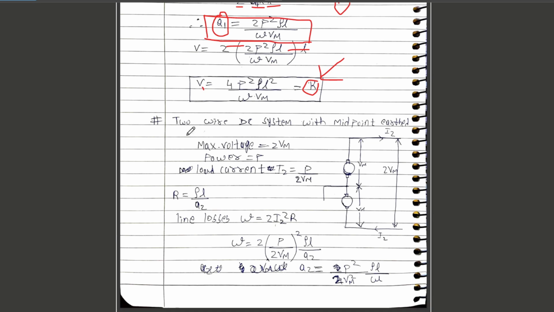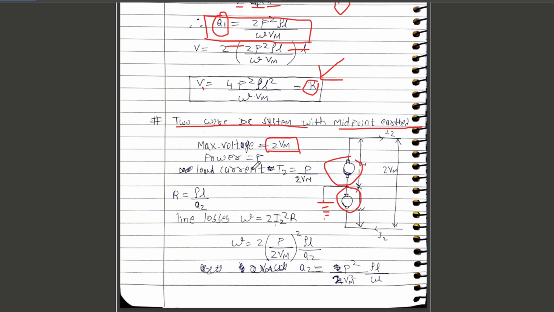Moving further, we will now learn the two-wire DC system with midpoint earthed. This is the diagram of a two-wire DC system with midpoint earthed. So the midpoint is earthed, and the voltage of each line will be Vm. Then the total maximum voltage across the system will be 2 Vm, that is twice of Vm.